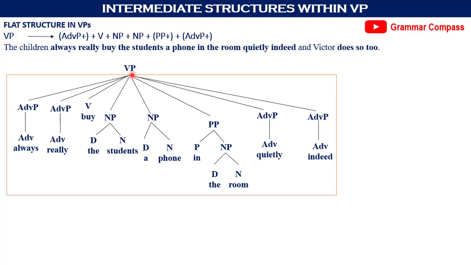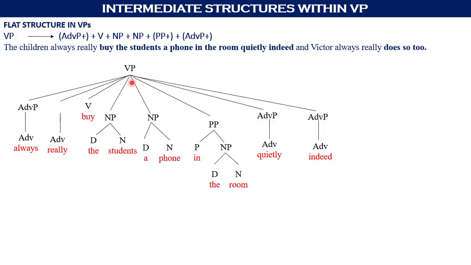Now, do we have that intermediate structure in our tree? No, we don't have that intermediate structure. This means that our phrase structure tree that we've drawn is very ugly. Let us probe further to see whether we can find other intermediate structures within the verb phrase.